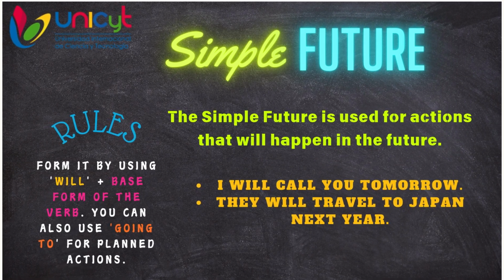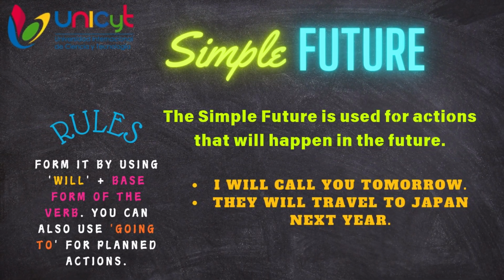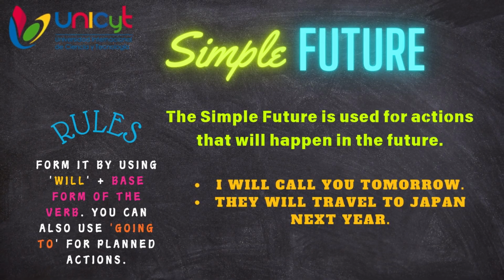Finally, we have the simple future. This tense is used for actions that will happen in the future. To form it, we simply use will before the base form of the verb. For instance, I will call you tomorrow, or they will travel to Japan next year. You can also use going to for future plans, like I'm going to start a new job next month. Both structures are commonly used to talk about the future.